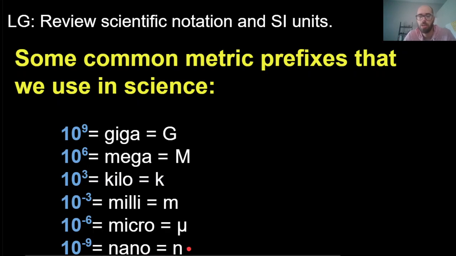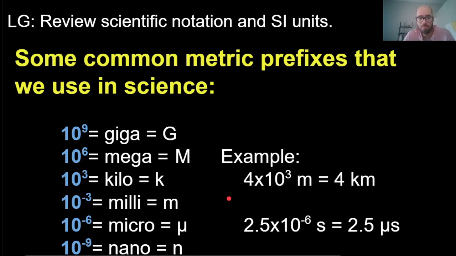So let's see how we would apply these. Imagine you have 4,000 meters, 4 times 10 to the 3 meters. 10 to the 3 is the same thing as saying kilo, so we can abbreviate this by saying 4 kilometers. So 4 times 10 to the 3 meters is the same thing as 4 kilometers. I just replaced 10 to the 3 with a K, or kilo.